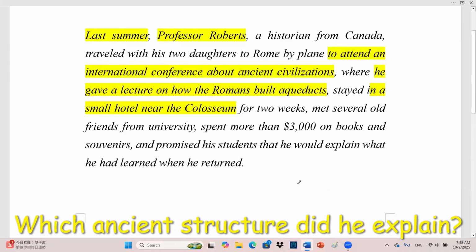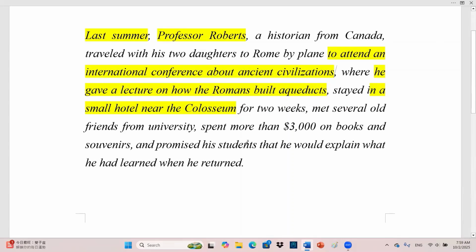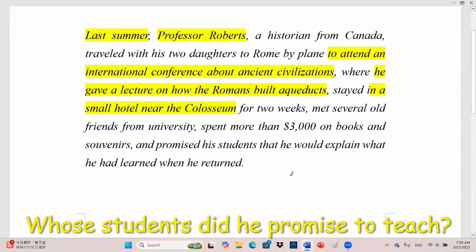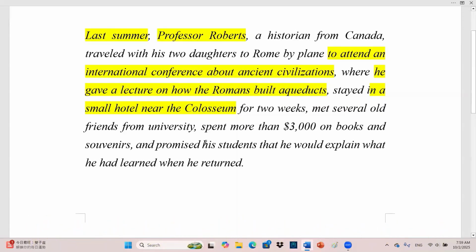And then, which ancient structure did he explain? You can see that this bit of information can be, there are different questions about it. Okay, so what is it? Aqueducts, Roman aqueducts, and it's been highlighted here. Another question would be, whose students did he promise to teach? So very simply, his students.